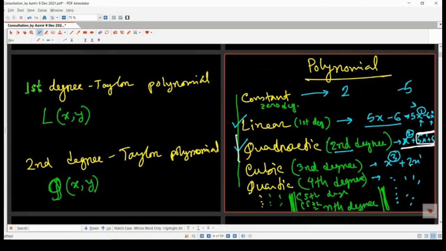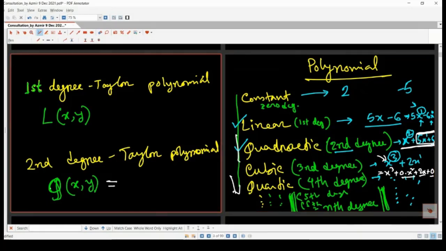Here you have x cubed plus 2x. We can also think about x cubed, then 0 into x squared, then 2x plus 0. If we simplify, then we will get the same thing. But you can see that inside cubic, you have quadratic, you have linear, you have constant. That means the more you go, the previous terms will also come. So that is the concept that you have to understand.